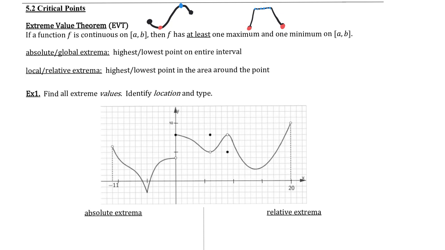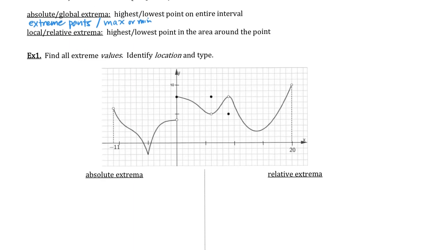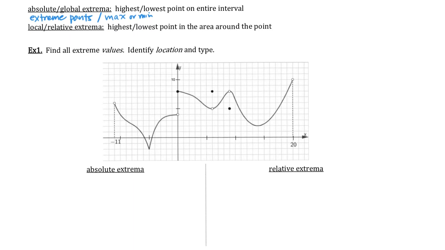Okay, vocabulary. Absolute or global extrema is the highest or lowest point on the interval. Extrema just means extreme points. It's the plural of extremum, and it can be maximum or minimum. It's the extreme highest or extreme lowest. Local or relative extrema are the local or relative extreme points. It's the highest or lowest point in an area near the point. So it doesn't have to be the absolute highest or lowest, but it's the lowest or highest in that little area. So when we identify the extreme values, we give their y value, their location, which is their x value, and their type, whether they're absolute or relative.